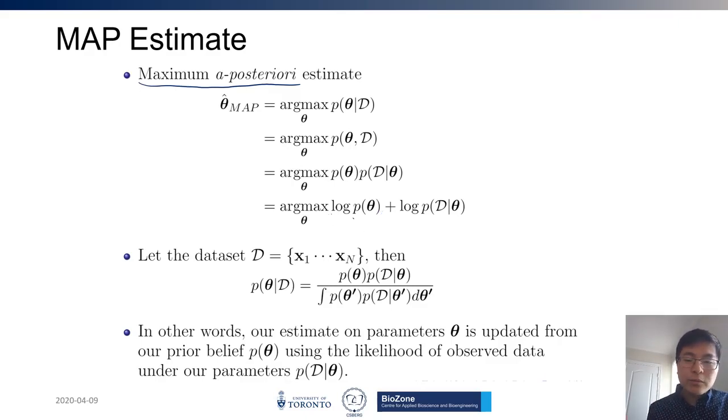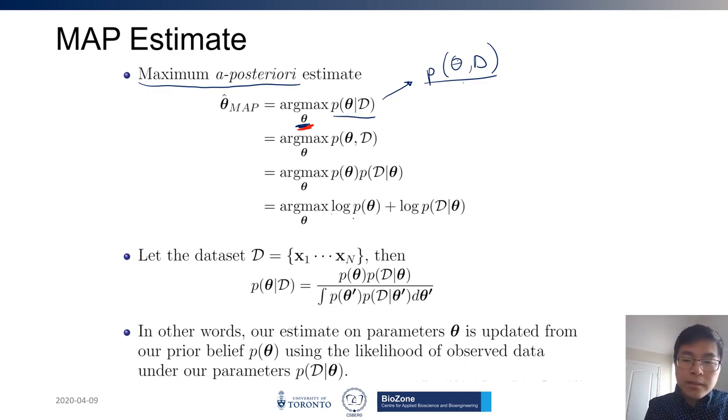Okay, but let's walk over the definition or the derivation. So probability of theta given d, let's just plug it into the definition. That's P of theta and d over probability of d. But here you only care about the maximum value, the argument that gives you the maximum, and the denominator is independent of theta. So we can simply drop that out of the maximization problem. That gives you the second line.